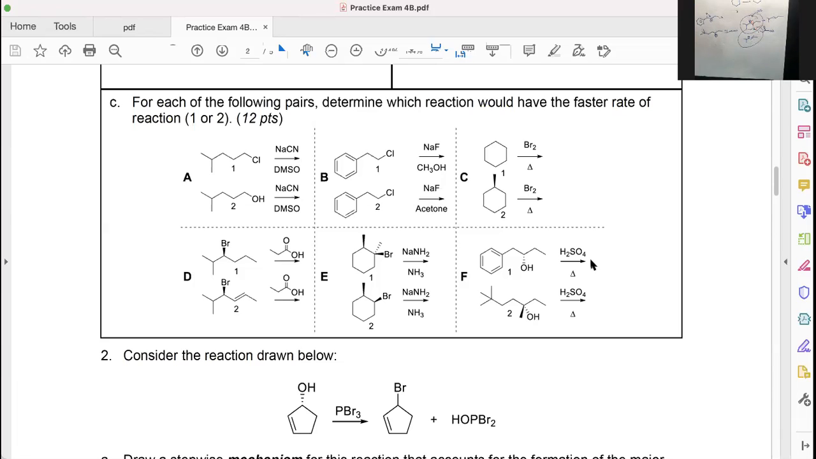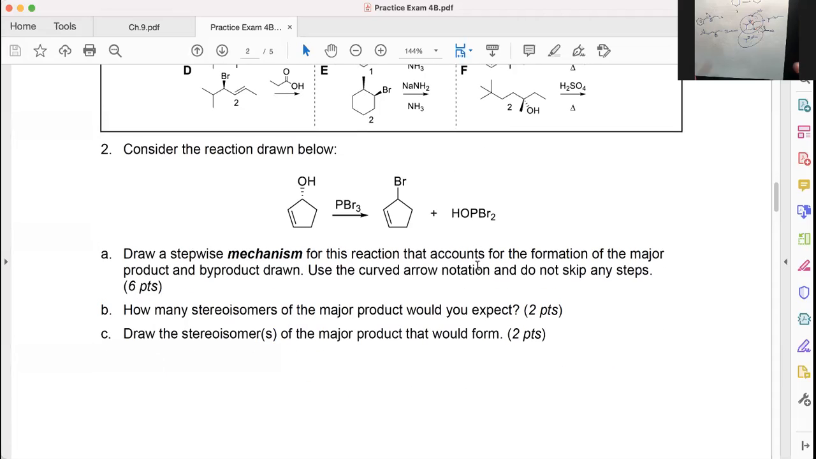Okay, so we're going to move on to this mechanism real quick. So hopefully you guys can see my paper.